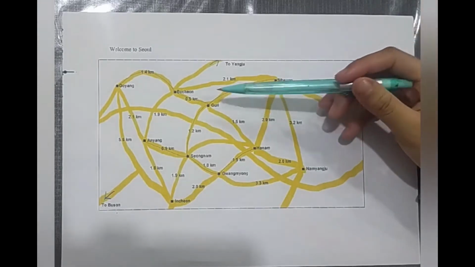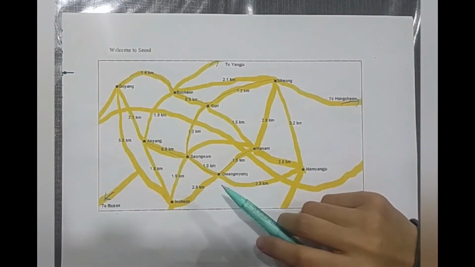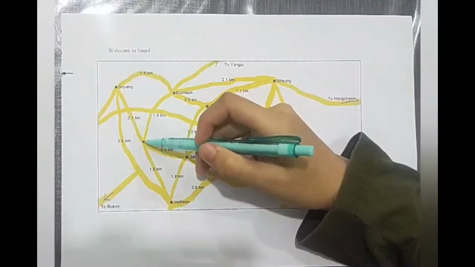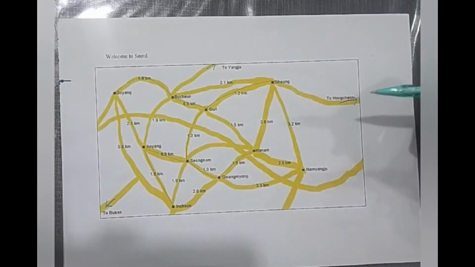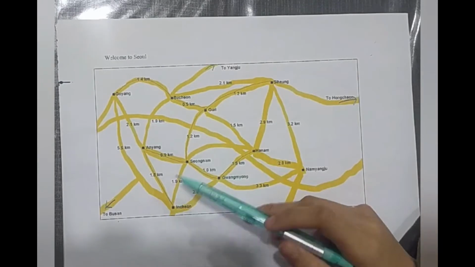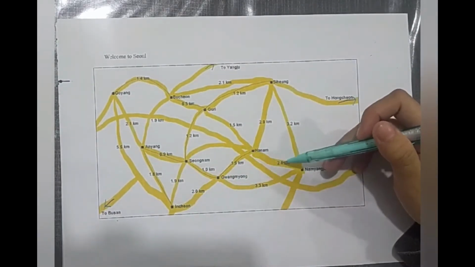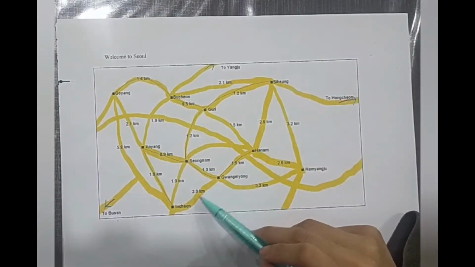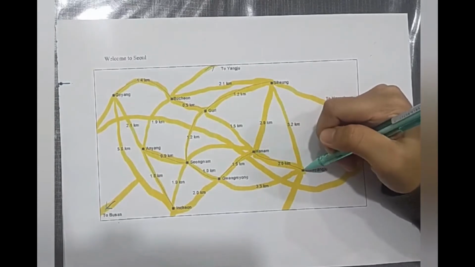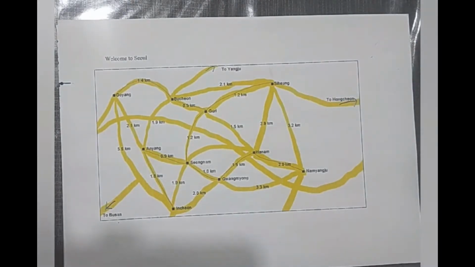1.6, 1.7, 1.8. 1.9, no, because it's below. 2.0, no, because it's below. Another 2.0 can connect to Namyangju and there is no loop, so it can be used.